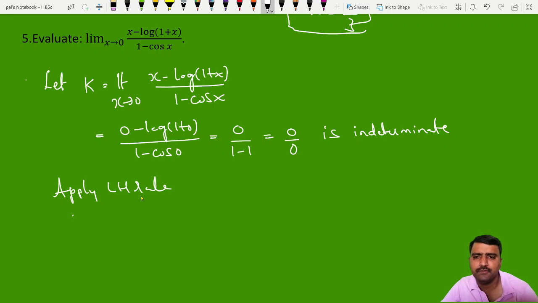So then we have k equal to, applying L'Hospital rule means you differentiate the numerator function and the denominator function separately and then you apply the limit. Okay. So L'Hospital rule apply ಮಾಡೋದು ಅಂದ್ರೆ numerator differentiation ಮಾಡಿ denominator differentiation ಮಾಡಿ ಆಮೇಲೆ limit apply ಮಾಡೋದು. So then we have the differentiation of x is 1 minus the differentiation of log of 1 plus x, which is 1 by 1 plus x. This is divided by the differentiation of 1, which is 0, minus the differentiation of cos x, which is minus sin x.